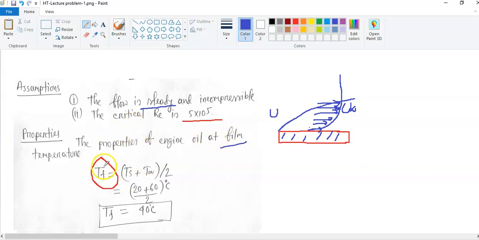So we calculate the film temperature, and it is the average of the surface temperature and the air temperature, because the temperature varies when the thermal boundary layer generates, and due to this thermal boundary layer all the properties will vary. So we need to calculate the film temperature, and our assumption is that at this film temperature the properties will be constant for the whole system. That's our assumption.